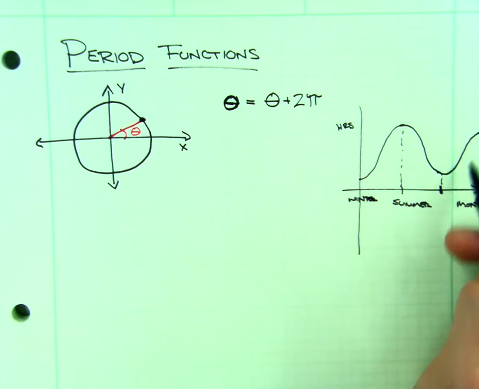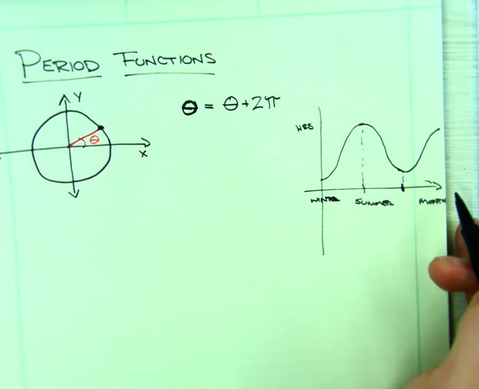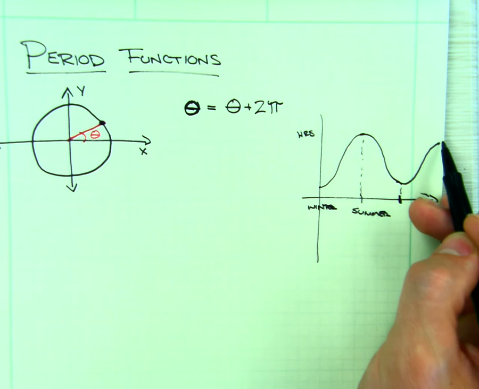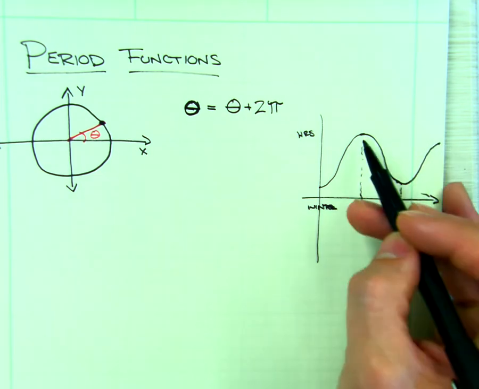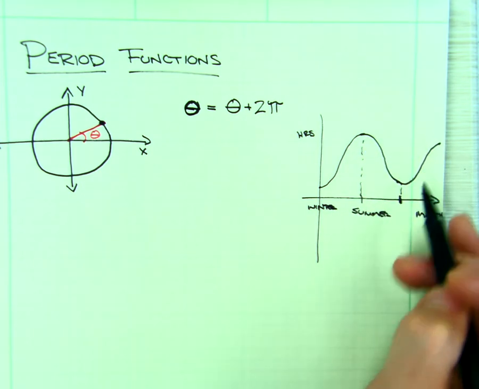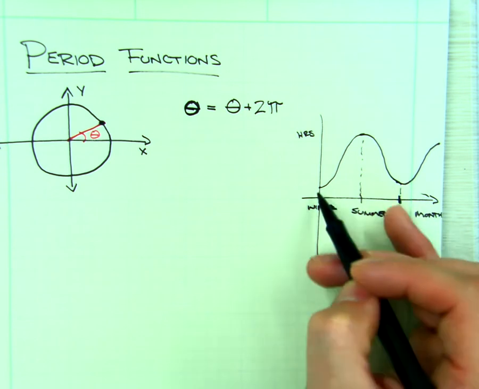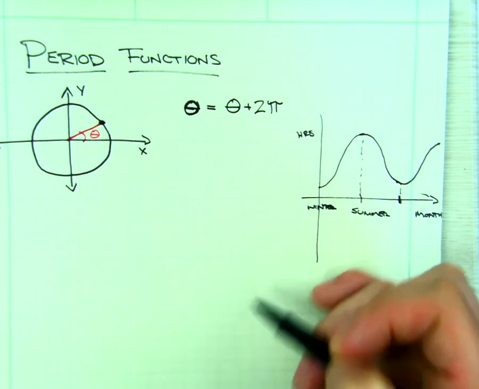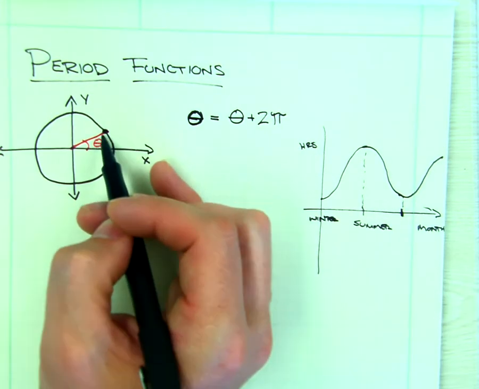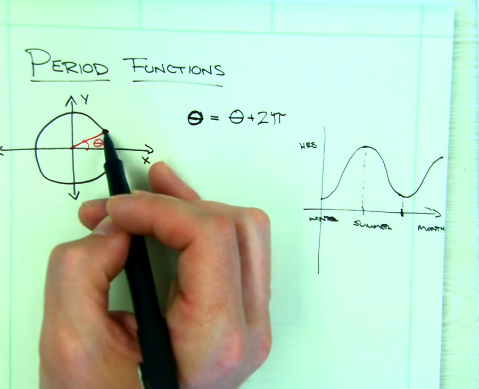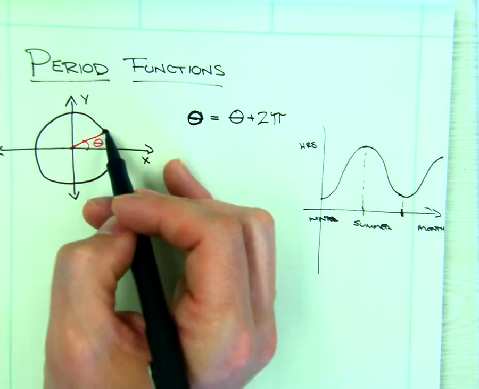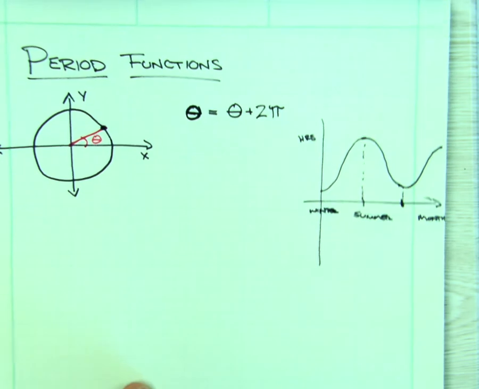So we're following this periodic function. It's something that repeats itself. So it doesn't matter if we're in the summer this year or the summer next year, we're going to have pretty much the same amount of daylight. Or the winter here and the winter here, we're going to have pretty much the same amount of daylight, even though it's different years. Same thing with periodic functions. So here I'm starting here. It doesn't matter if I'm here or if I'm one revolution around, I'm still at that exact same point.